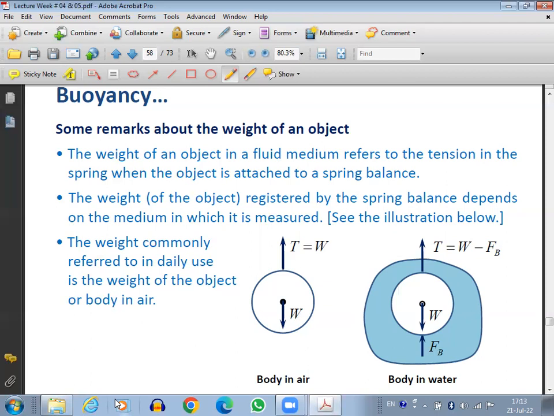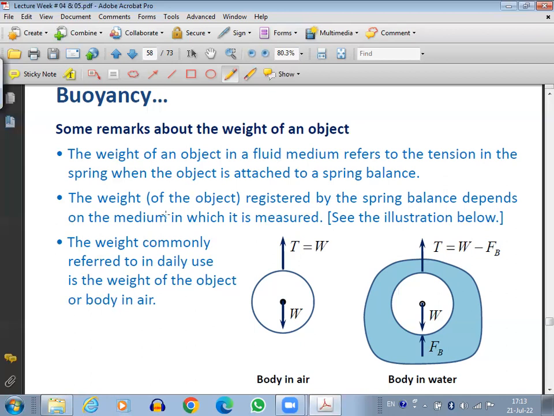So that's why when you are standing in the liquid, in water, in the swimming pool, and if you weigh yourself, it comes out to be quite less. Okay? Because some of the weight is countered by the buoyancy force.